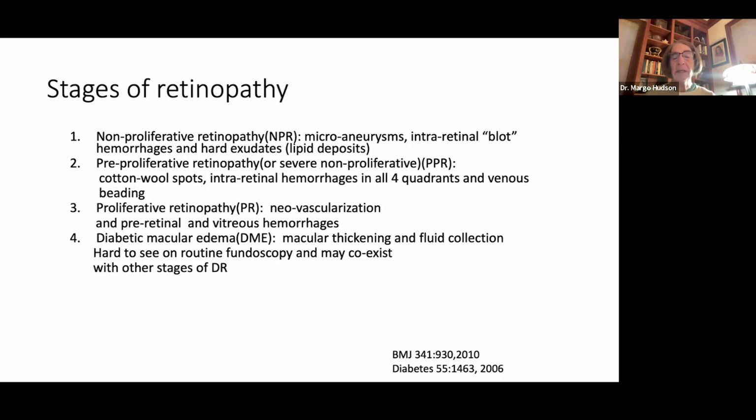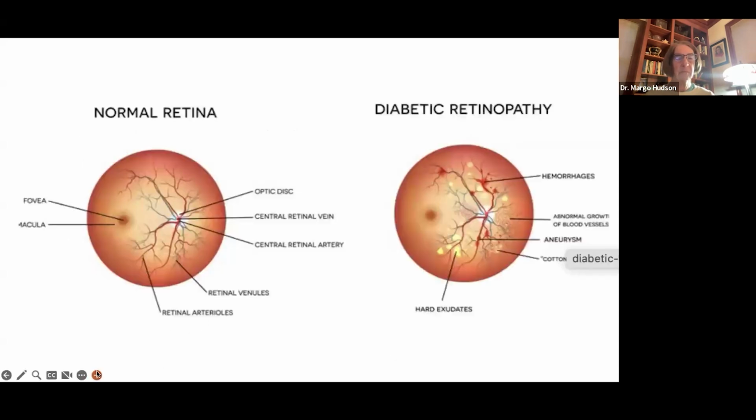Diabetic macular edema is thickening of the macula with fluid collection. This is hard to see on our routine fundoscopy, and diabetic macular edema can exist with any of the stages of retinopathy or just has a life of its own. So this just shows you a normal retina. You can see the macula here, the optic disc, arteries, and veins. And here you see some of the various changes: cotton wool spots, hard exudates, dot hemorrhages that we see that characterize diabetic retinopathy.